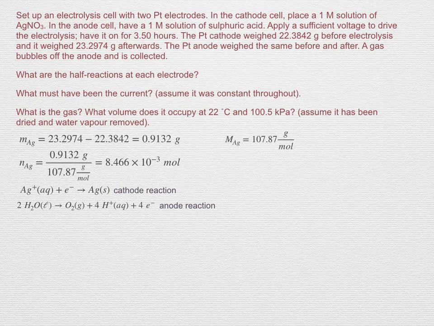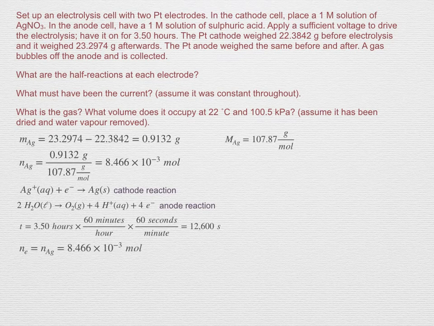To find the current that must have been flowing, first determine the time involved in seconds. Multiply through to find that 3.5 hours equals 12,600 seconds. Next, what charge had to be transferred to reduce all of that silver? The stoichiometry, and now look at the cathode reaction equation, between the silver and the electrons is 1:1. So the amount of electrons must also be 8.466 times 10 to the minus 3 moles.